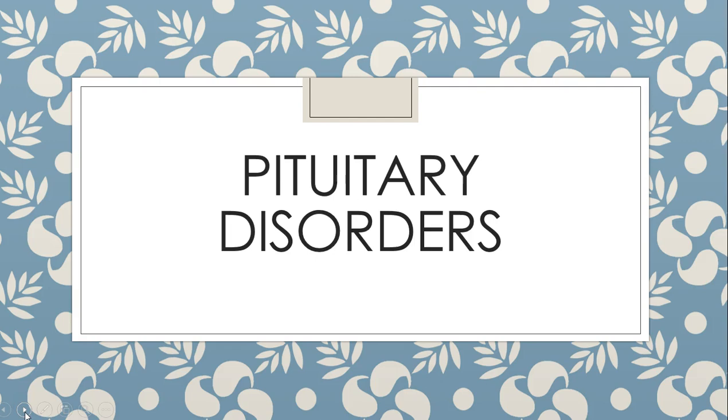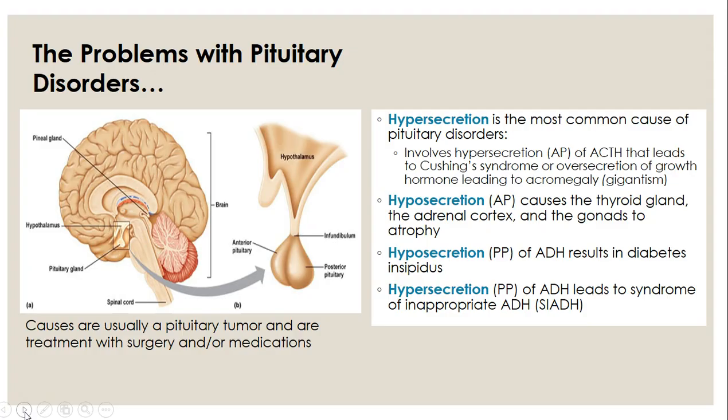First, we're going to start with the pituitary disorders. The problem with pituitary disorders is you're either going to have an oversecretion or undersecretion. And when we talk about the pituitary, you're going to have both your anterior and your posterior. So it's going to be a matter of: is there oversecretion of one or the other, or undersecretion of one or the other. You also have to think in relationship to where the pituitary is when we talk about certain disorders.